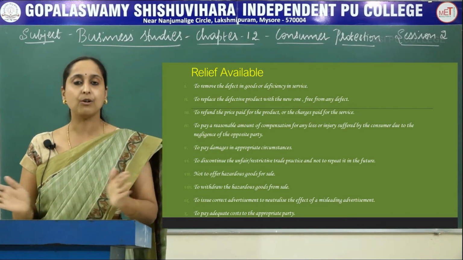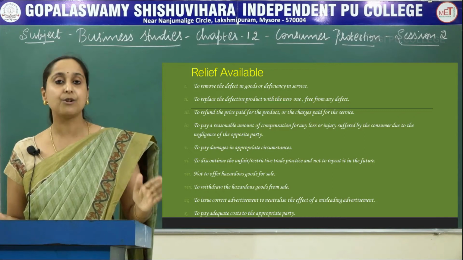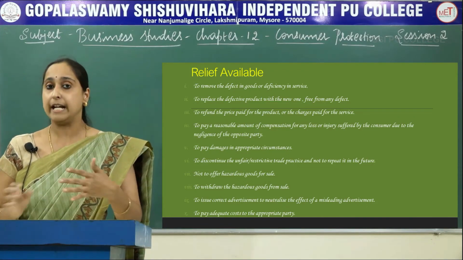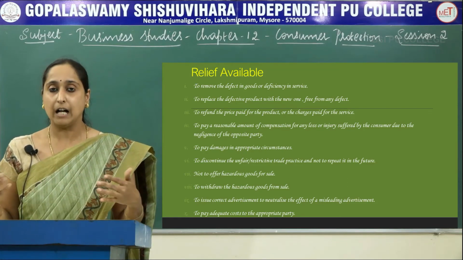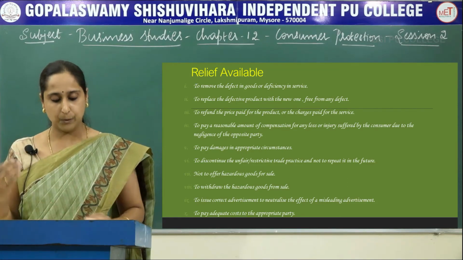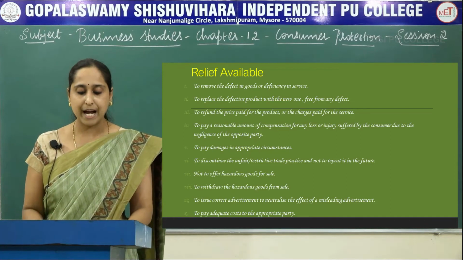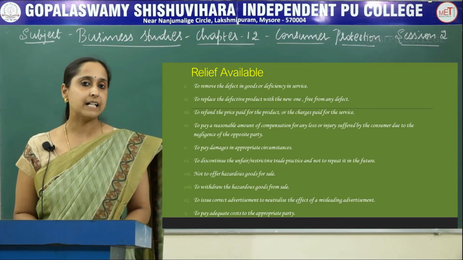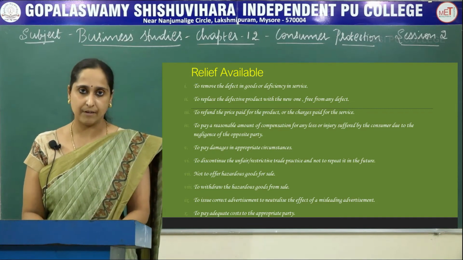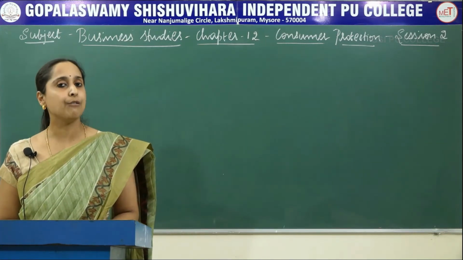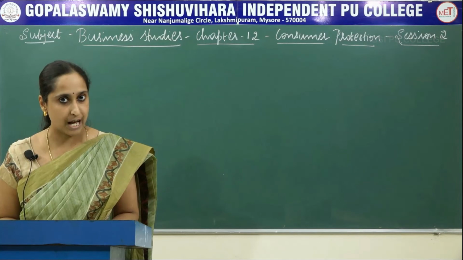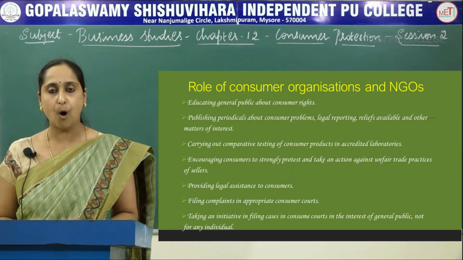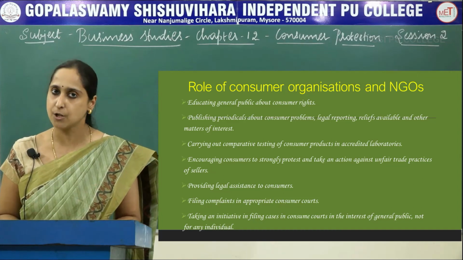Next is to issue correct advertisement to neutralize the effect of a misleading advertisement. Suppose if they are engaged in any misleading advertisements, adu kodta idre adrinda they have to withdraw. And next is to pay adequate costs to the appropriate party. So these are the various reliefs available. Next topic is role of consumer organizations and NGOs. NGOs means non-government organizations. So avara role na play maartare anta nodana.